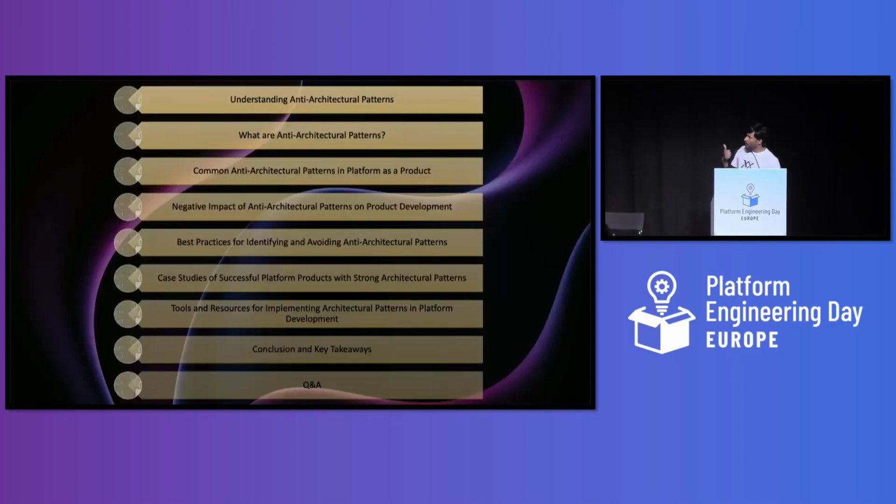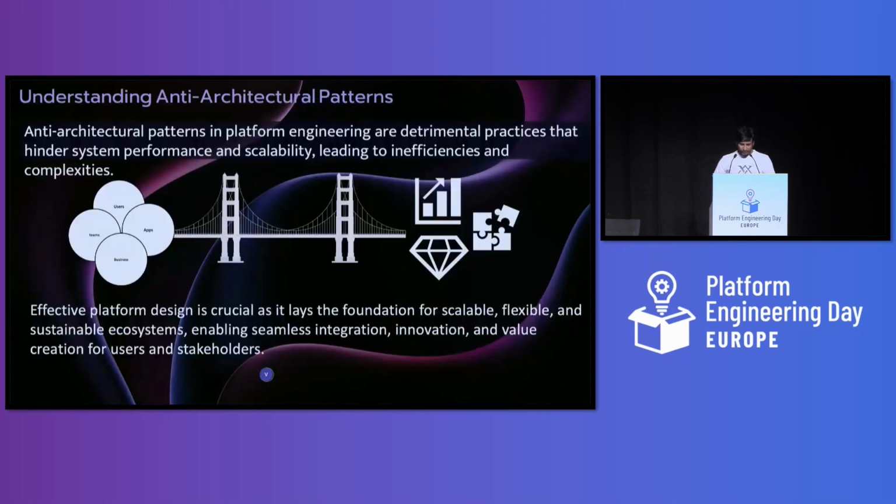So let's see what we are covering today. We'll understand what an anti-architectural pattern is, what the patterns are, an example, and some common anti-architectural patterns in a product, what the negative impacts of them are, what the best practices are to avoid them, some successful case studies that we generally know, and there are tools and resources to implement in your architectural patterns, and conclusions and key takeaways.